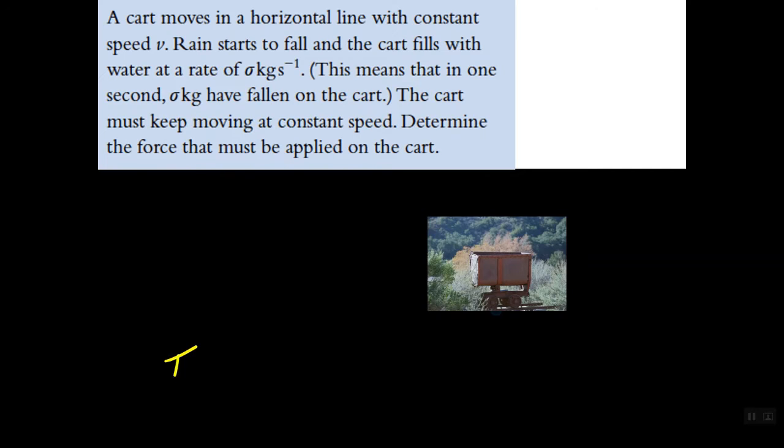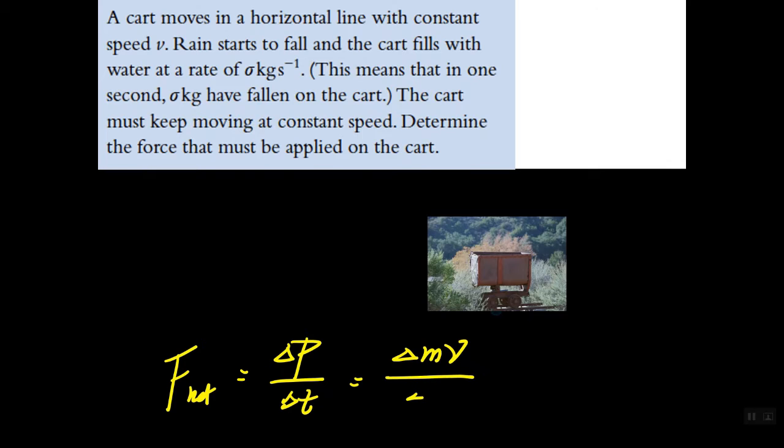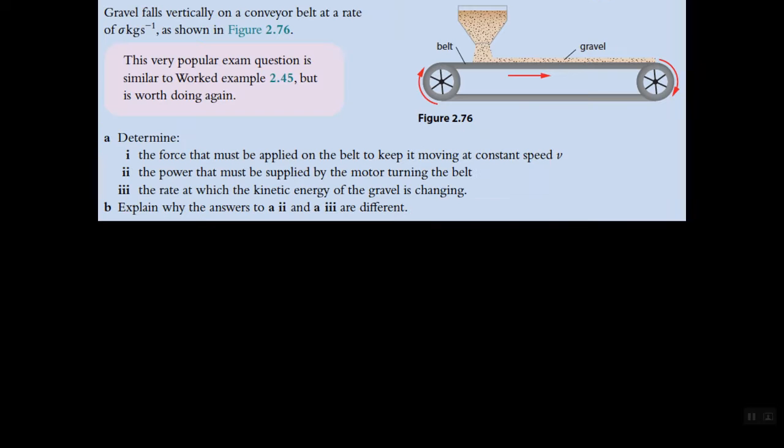Net force is equal to the rate of change of momentum. And change in momentum equals change in mass times velocity. Since the velocity is constant, we have v times delta m over delta t. And the rate of mass change is equal to sigma, so the force is v times sigma.